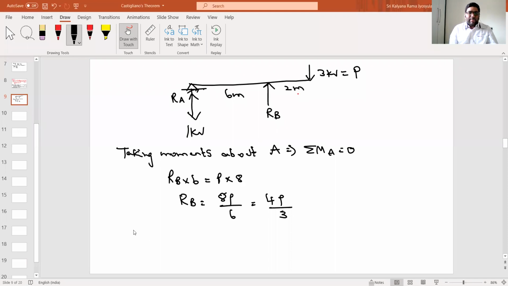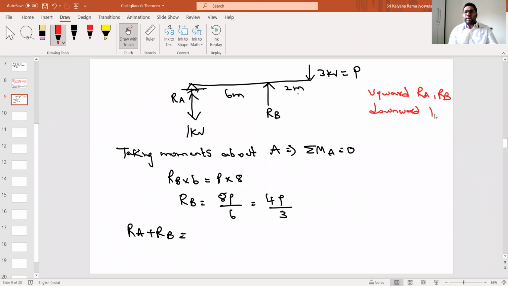Now RA plus RB. So see here, upward forces are RA, RB. Downward forces, what are downward forces? 1 kilonewton and P.